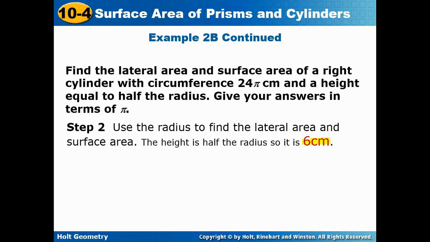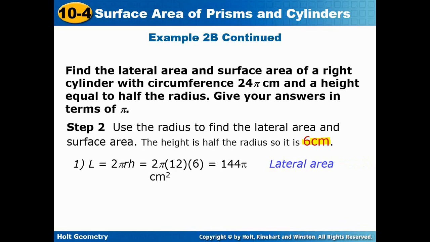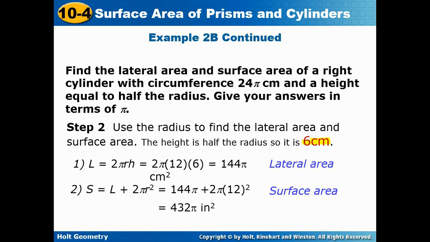Now apply the two formulas. The lateral area is 2 pi r h. Substitute the radius, substitute the height, then we will get 144 pi centimeter squared. And apply now the surface area, which is the lateral area that we found, plus 2 pi r squared. Here it is equal finally to 432 pi. So in this lesson, you must know the formula and you will apply it directly and you'll get the answer easily. Okay.